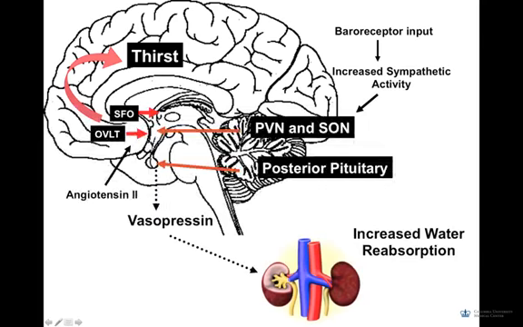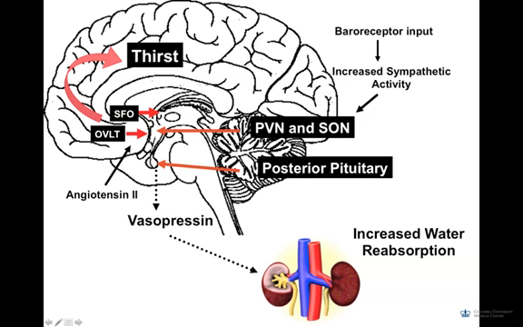So if we look at this slide, we have the SFO and the OVLT. They are the central osmoreceptors. They are sensing a change in plasma osmolarity. And if need be, they stimulate the hypothalamus, which is, in this slide, the PVN and the SON, the portions of the hypothalamus that control ADH release. So the SFO and the OVLT, if they sense a rise in plasma osmolarity, will stimulate the PVN and the SON to release vasopressin or ADH from the posterior pituitary. And vasopressin will act on the kidneys to increase water reabsorption.